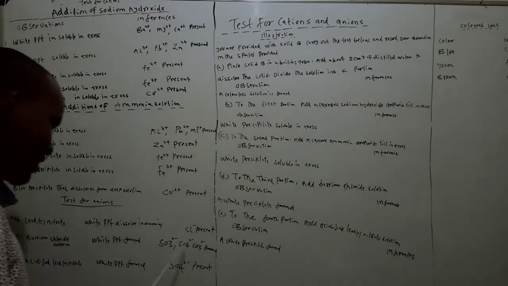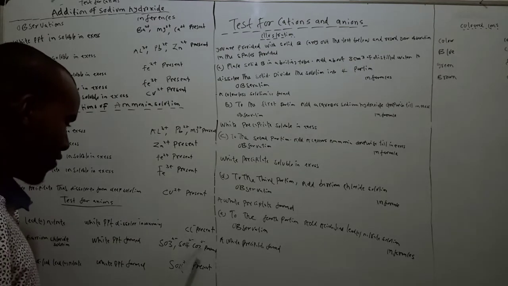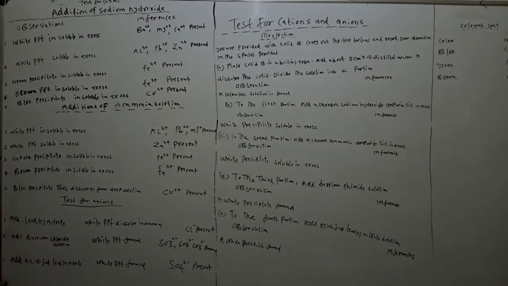Then we have sulfide, sulfate, and carbonate. Remember, sulfide, sulfate, and carbonate can form a white precipitate with barium chloride solution. Lastly, add acidified barium nitrate. And you find out that there is a white precipitate, that is only sulfate.